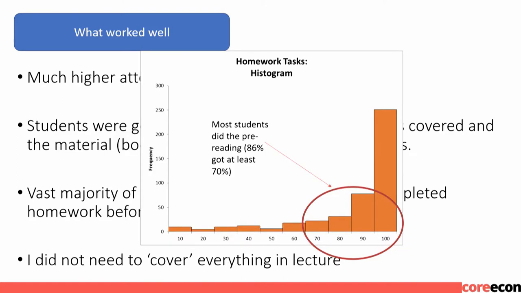This was the grade of the homework marks. Most students did them all, okay? And they did get high grades. So the vast majority got at least 70% on those tasks. If it was formative, that probably would be the opposite way, the distribution, okay? So that's why I decided to do it this way. We are economists, we know people respond to incentives, so I had to create incentives.